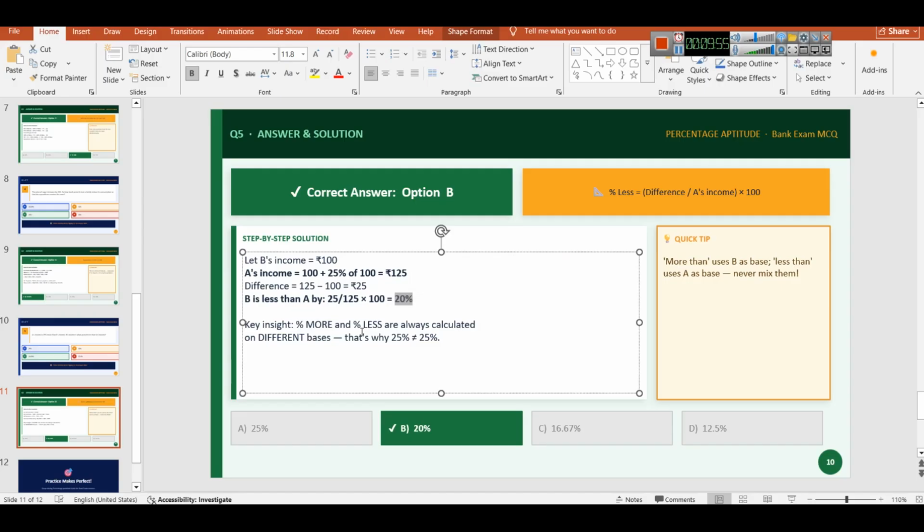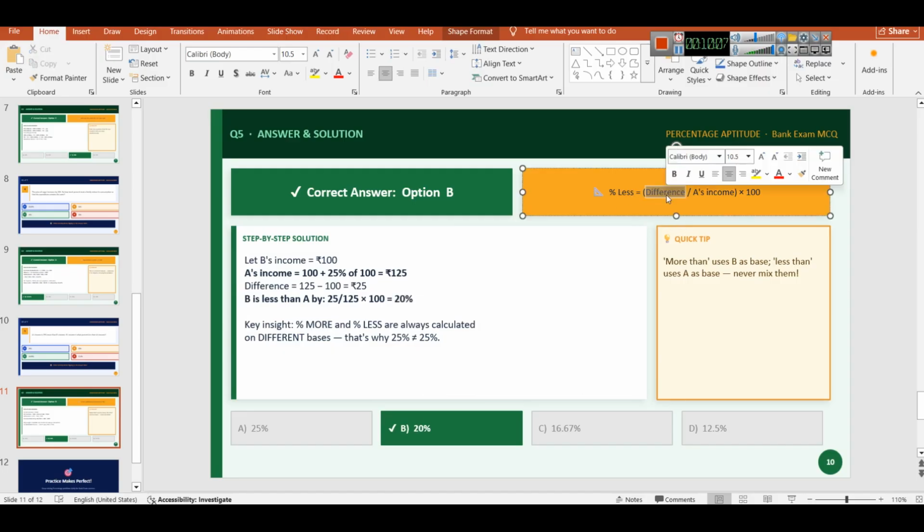Key insight: percentage more and percentage less are always calculated on different bases. That's why 25% more is not equal to 25% less. So percentage less is equal to difference divided by A's income into 100. More than uses B as the base, less than uses A as the base.